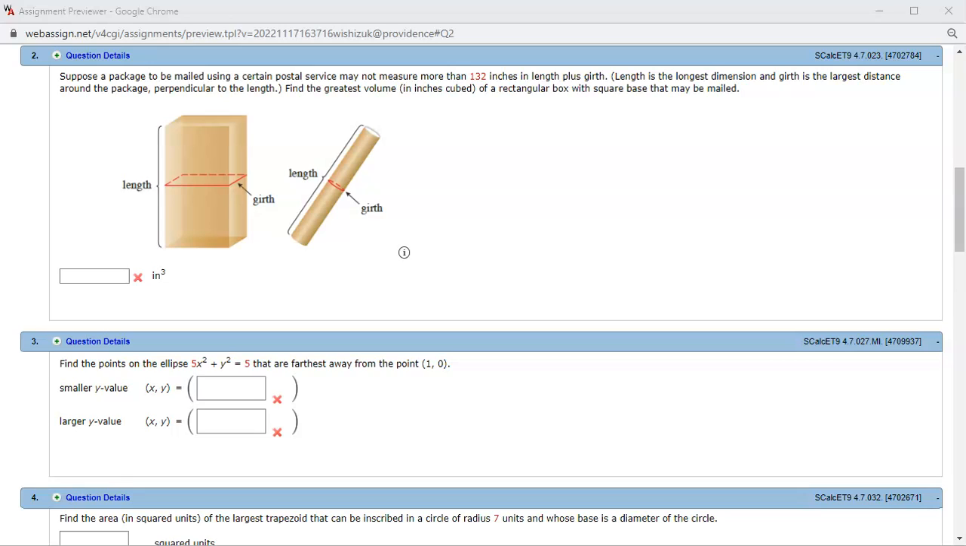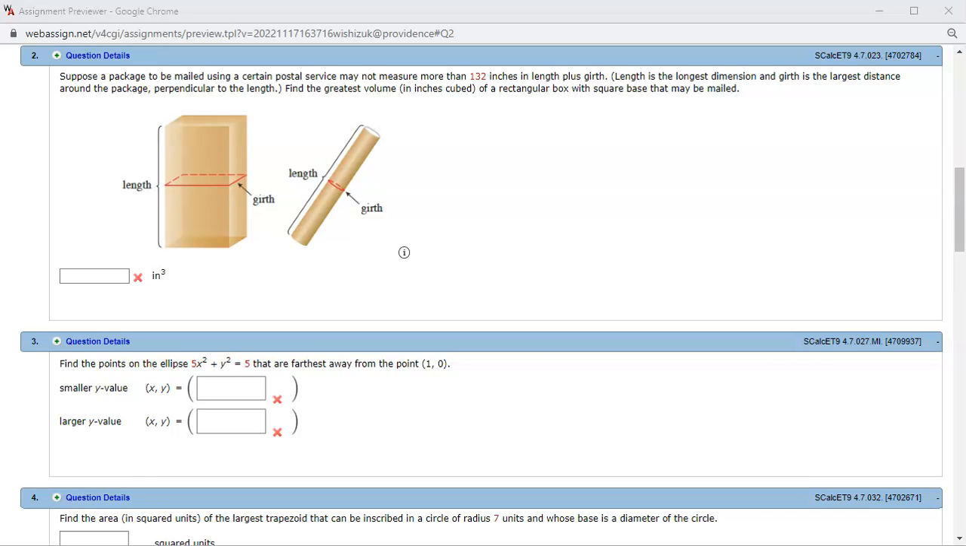All right, let's look at homework 4.7, problem number 2. There's a requirement that the girth plus length of a package cannot exceed 132, right? And then we want to find the largest possible package.